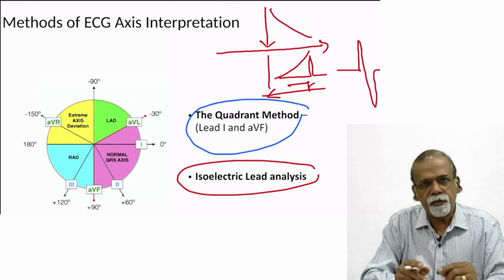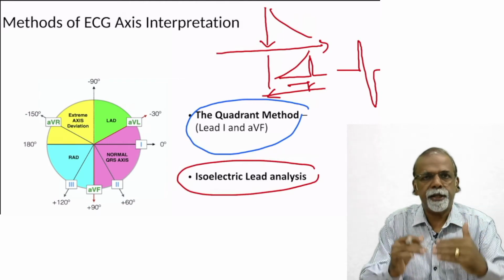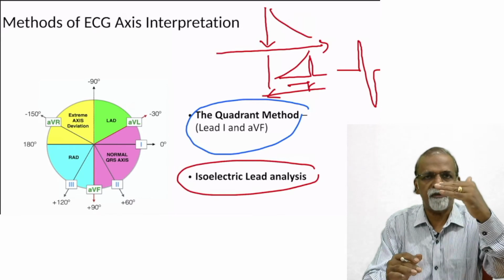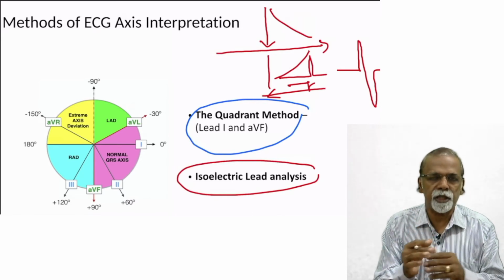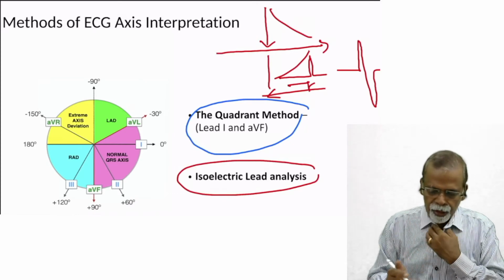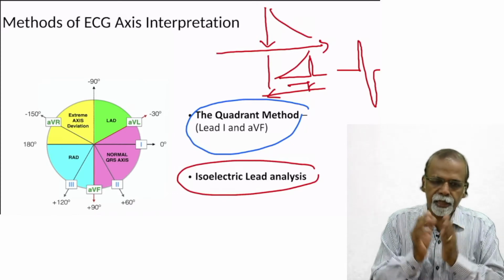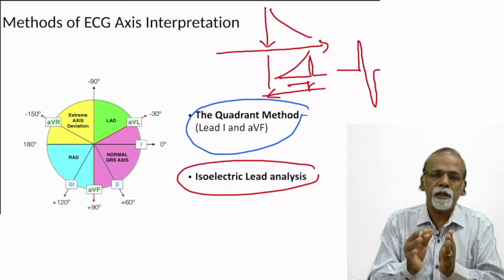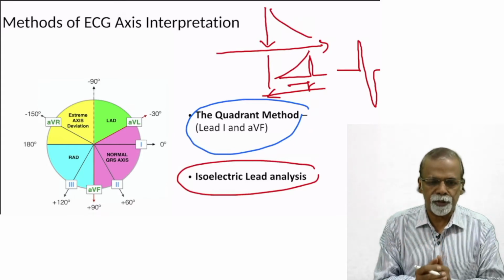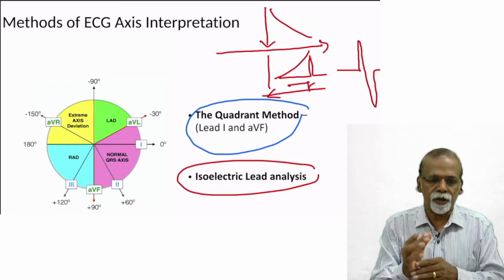When the electrical forces, positive and negative, are equal, that is, the R wave and S wave are almost equal, that is called an equiphasic deflection. Both phases are equal. So what is the inference? The electrical forces are going perpendicular to that lead where you are getting an equiphasic deflection. So you take the converse.